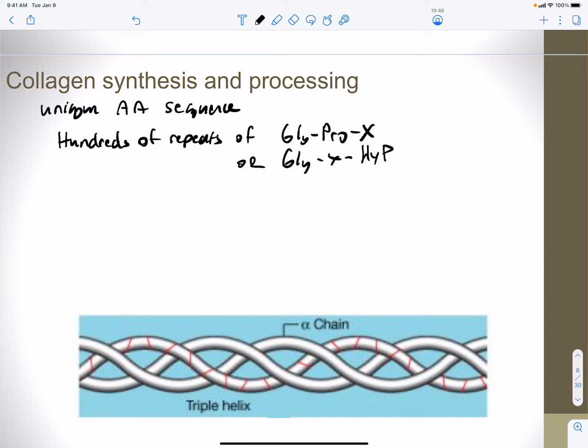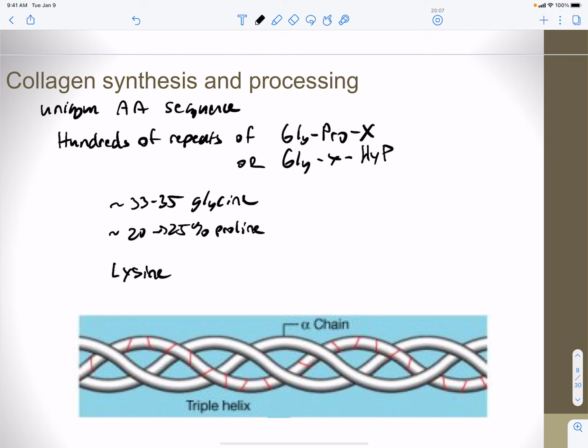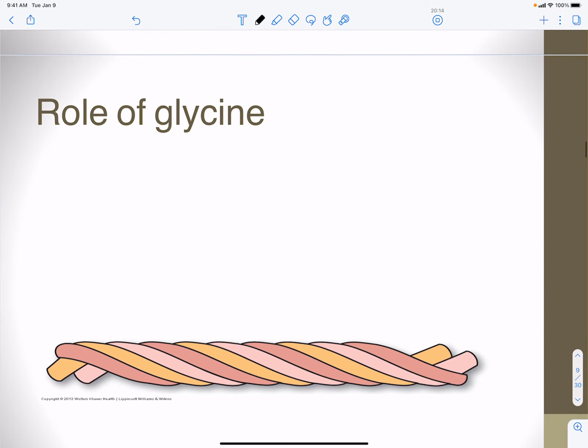Now, overall in a collagen molecule, approximately 33 to 35% is going to be glycine, somewhere in the 30s. And then approximately 20 upwards to 25% is going to be proline. Lysine is also going to be in there, so lysine is often that X. So lysine is also an important component of the collagen molecule. So let's just go over a few of these.